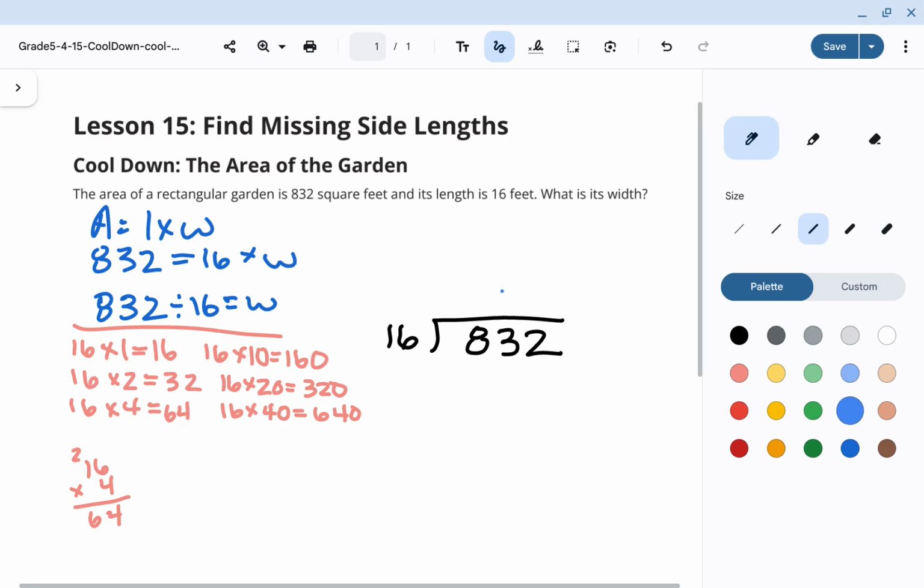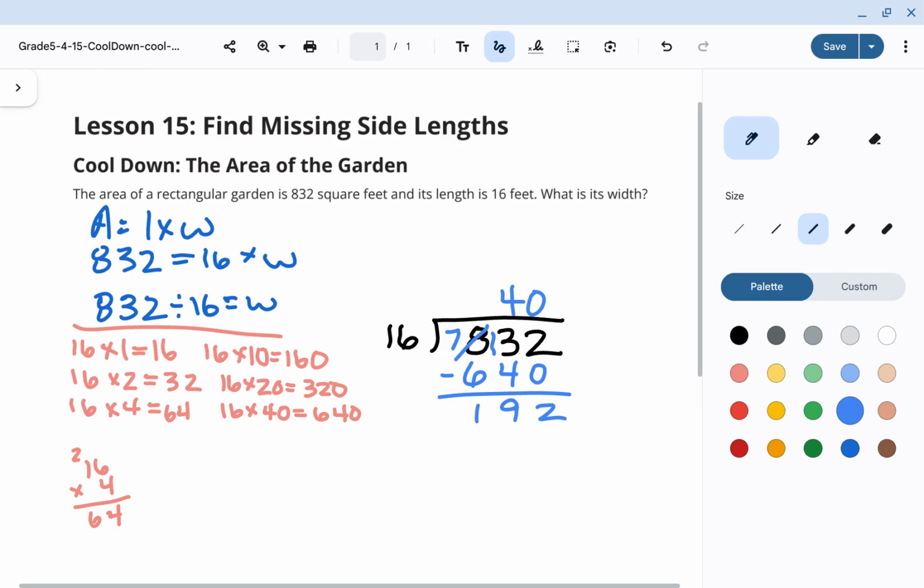So I'm going to start with 40 groups of 16, which is going to use up 640 of my dividend. Now I have 2 minus 0 is 2, and 3 minus 4 I can't do, so I'm going to borrow from the 8, make it a 7, and this is now a 13. 13 minus 4 is 9, and 7 minus 6 is 1. So now I have 192 as my new dividend.